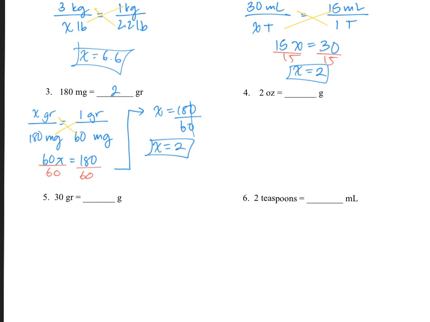Okay, try to set up number 4 by yourself and check back in with me in a second. So it'll be 2 ounces over how many grams? Let's see, equivalence between ounces and grams. Oh, we have an approximation. 1 ounce is about the same as 30 grams. We'll go ahead and cross-multiply to solve. We get x equals 60. So 2 ounces is 60 grams.